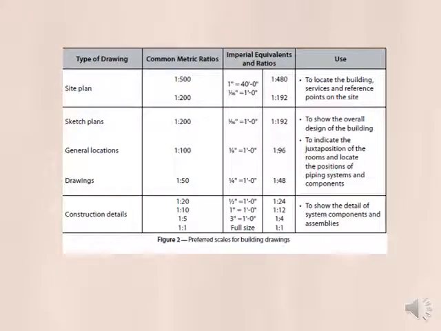Here's a list of preferred scales for building drawing sets. So site plans, sketch plans, general location drawings, construction details. So we can see they go from the largest, 1 to 500, down to the smallest, 1 to 1. So these ones at the bottom, 1 to 1, full size, you see more detail as compared to the smaller scales in the site plans.